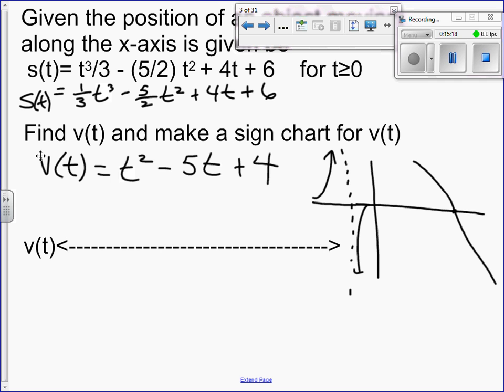So in this one, is there any value for which it's undefined? You can't plug in a number and divide by 0, right? It's a polynomial. They're always defined, right? Domains all the real. So it can't change signs at one of those. So the only way this could change sign is at a 0. So let's find out when this is 0. So set that equal to 0 and tell me what values of t make the velocity equal 0.